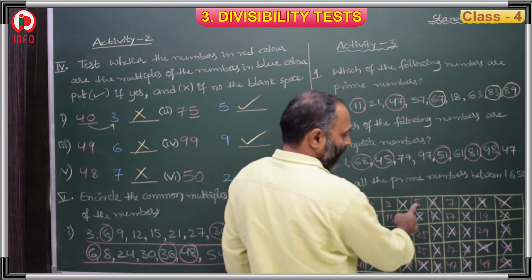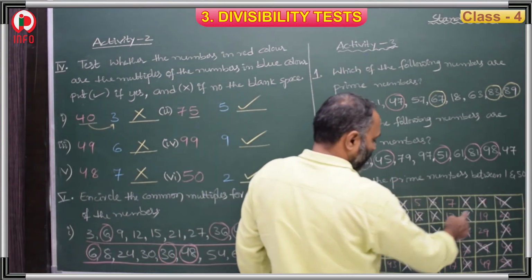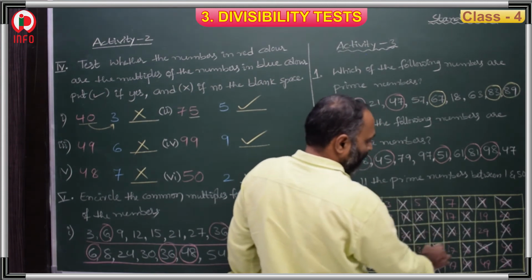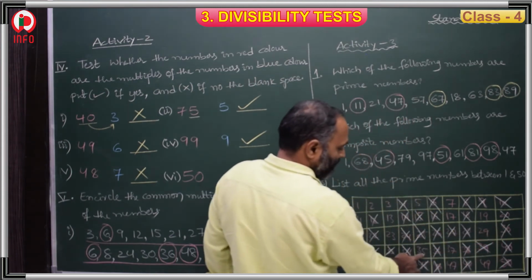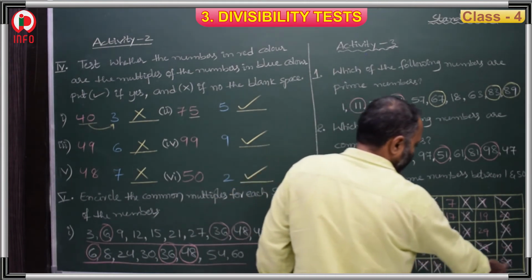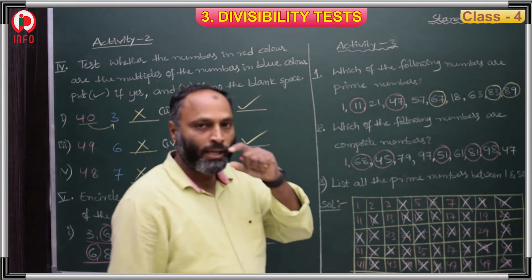5 ones are 5, don't cancel. 5 twos are 10, 5 threes are 15, 5 fours are 20, 5 fives are 25, 5 sixes are 30, 5 sevens are 35, 5 eights are 40, 5 nines are 45, 5 tens are 50. Next, the 7 table.